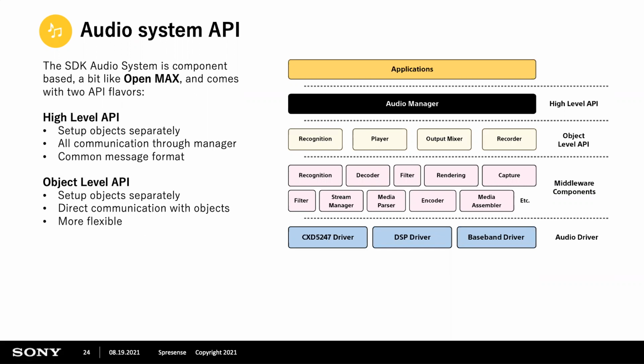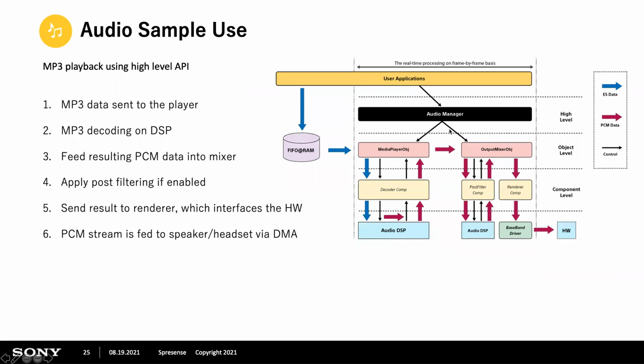Okay, so now I show you a data flow of an example. If you playback an MP3 on Spresense, this is using the high-level API. High-level is when you use the audio manager. If you look at this picture, we have different arrows coming and going. So this is nothing but having an MP3 coming from the FIFO, and it goes through different components and objects in the audio system, and then at the end you can hear that audio.